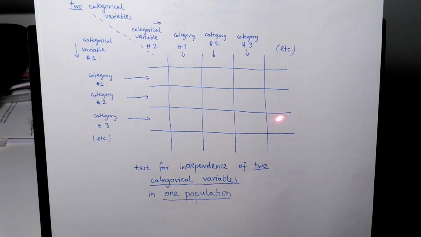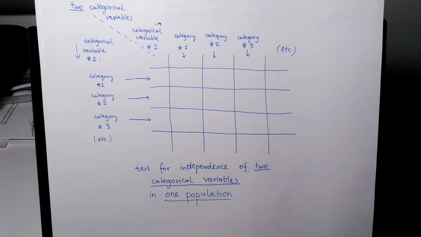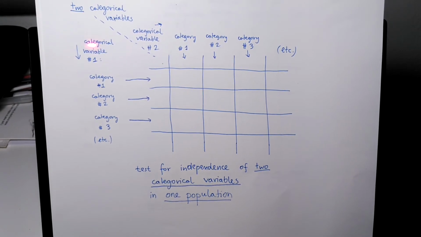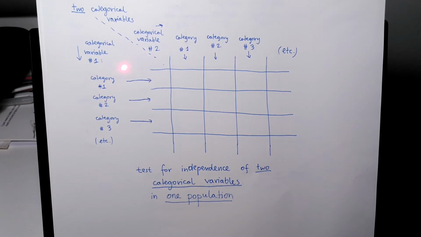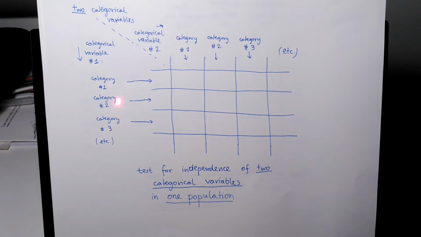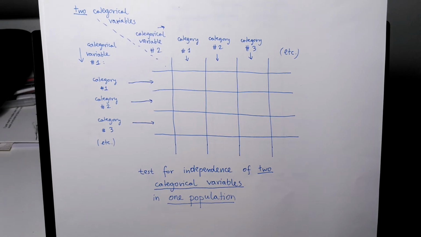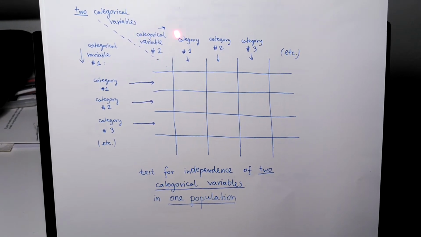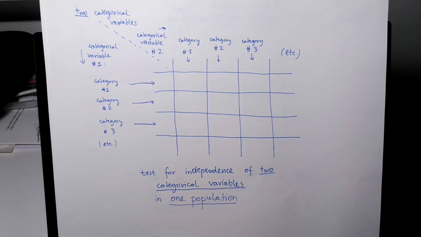For this test, we have just one population and one sample from this population, and we look at the values of two categorical variables. So we have categorical variable number 1 and its categories or values. Those label the rows of the table. And we have categorical variable number 2 with its categories or values, and those label the columns of the table. So it's one population and two categorical variables.